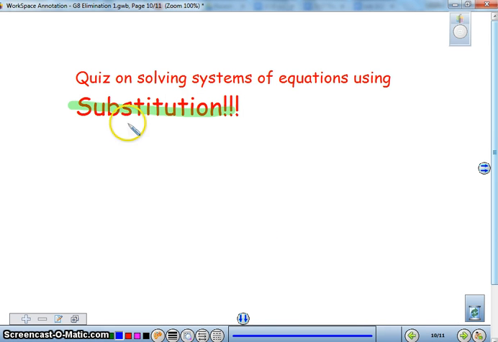Your quiz is substitution. Remember, that's where we use the parentheses. Still need to get an XY answer.